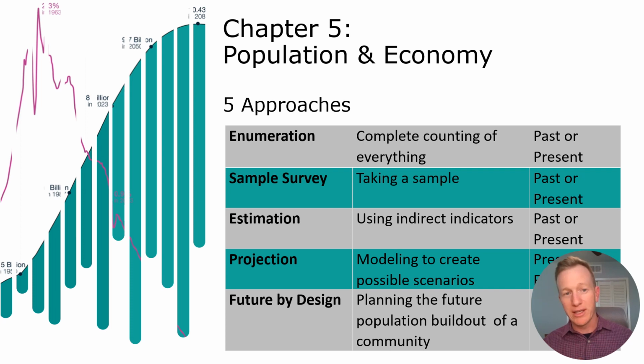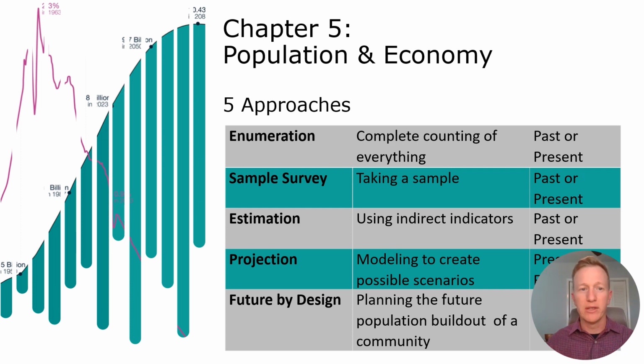The third is estimation. This is when you're using indirect indicators to derive a figure. For instance, in order to determine population, you'd be using the number of permits issued for new residential construction and the number of people per household. So again, you're using one other indicator or symptom in order to create an estimate.